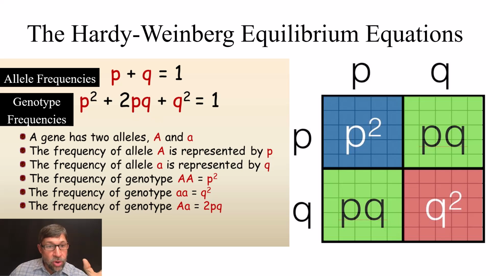Okay? Importantly, there's only two alleles, so P plus Q has to equal 1. And there's only 3 genotypes: homozygous dominant, heterozygotes, and homozygous recessives. The genotype frequencies also have to sum to 1. Okay, let's work through some problems and actually apply these equations.